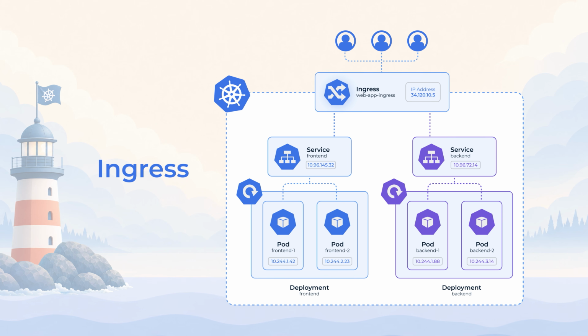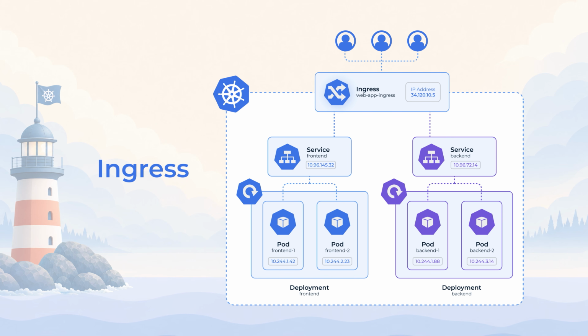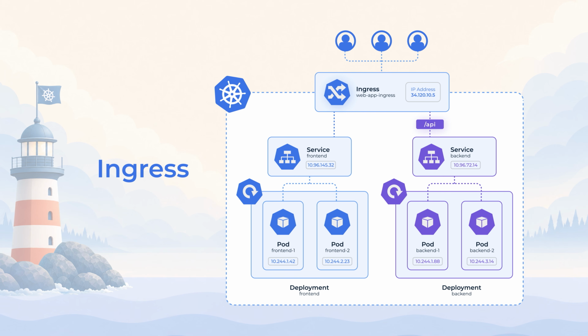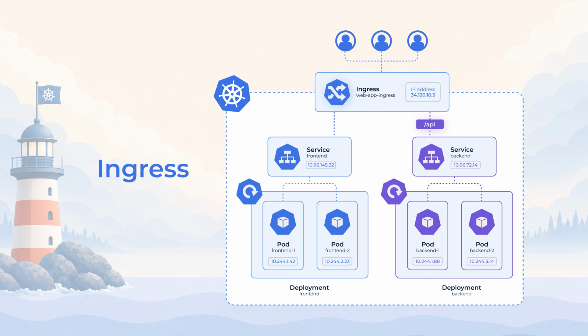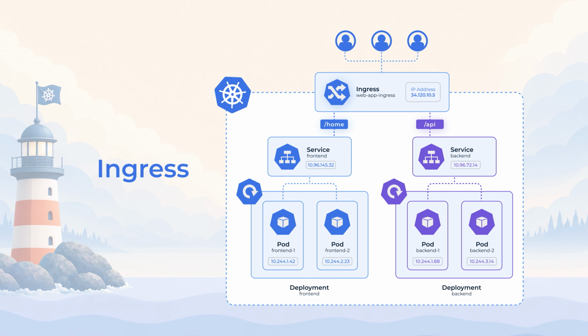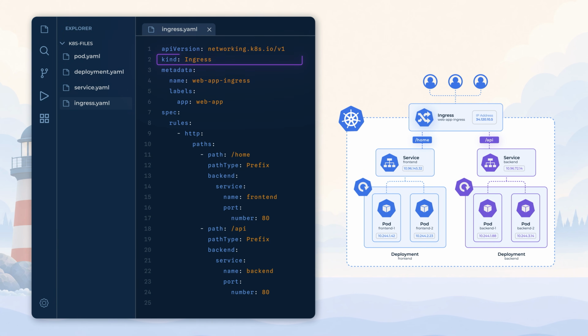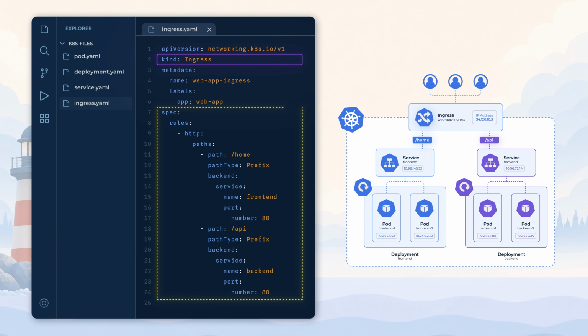For example, if your app has a frontend and a backend, you can say, requests to this path go to my backend service, and requests to this other one go to my frontend service. In the YAML, the kind is Ingress, and in the spec, you define those routing rules. And that's all you need to get your app reachable from the outside.